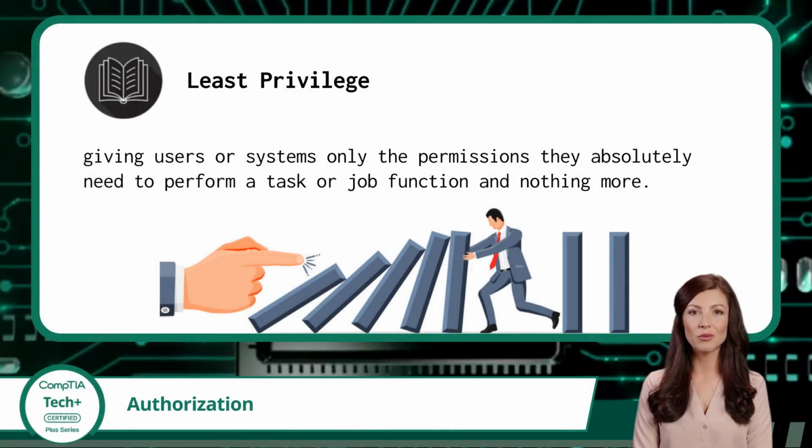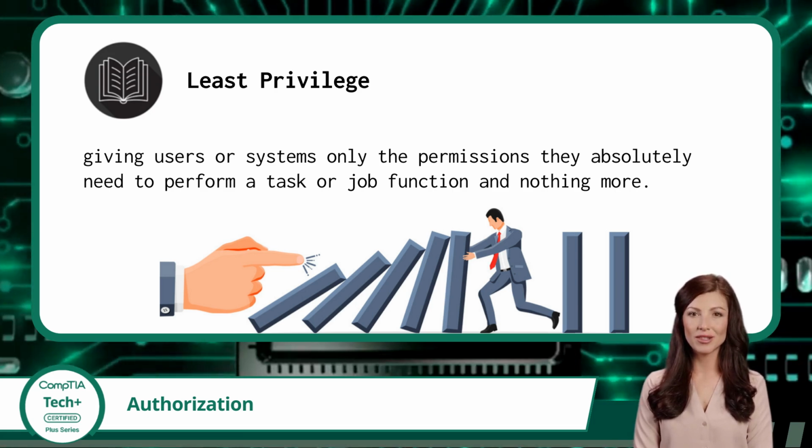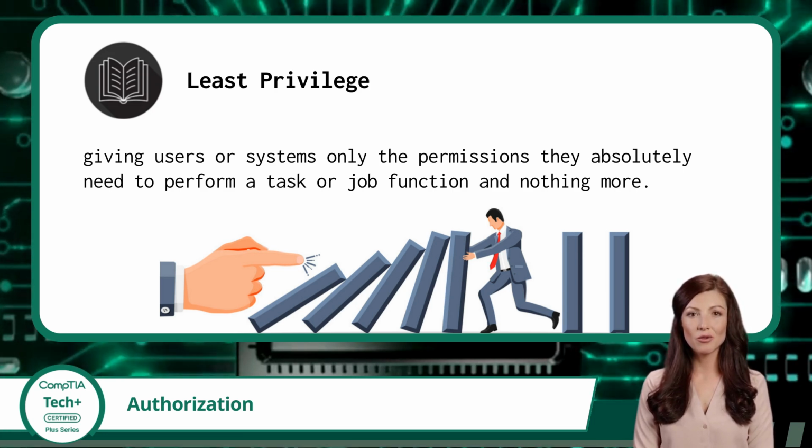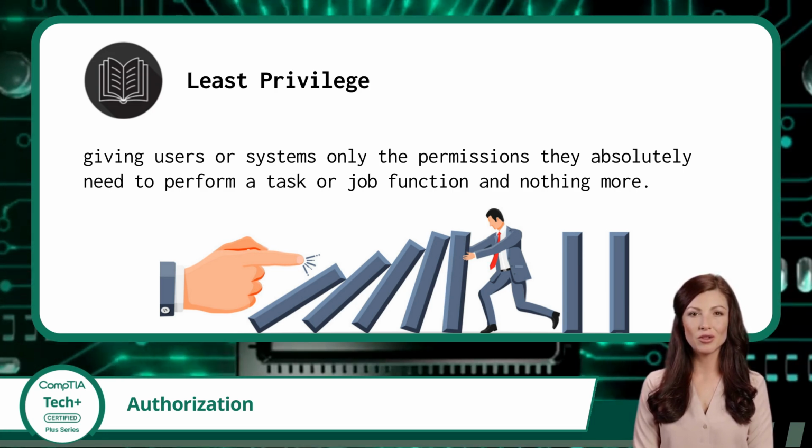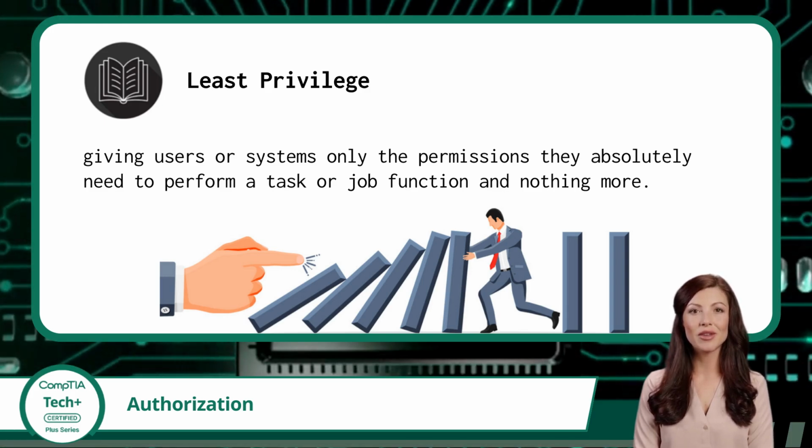Now, managing those permissions correctly brings us to one of the most important security practices in IT, the principle of least privilege. This means giving users or systems only the permissions they absolutely need to perform a task or job function and nothing more. If someone just needs to print a document, they don't need full access to the print server's configuration. The more precisely we limit access, the better we protect the system from mistakes or malicious activity.